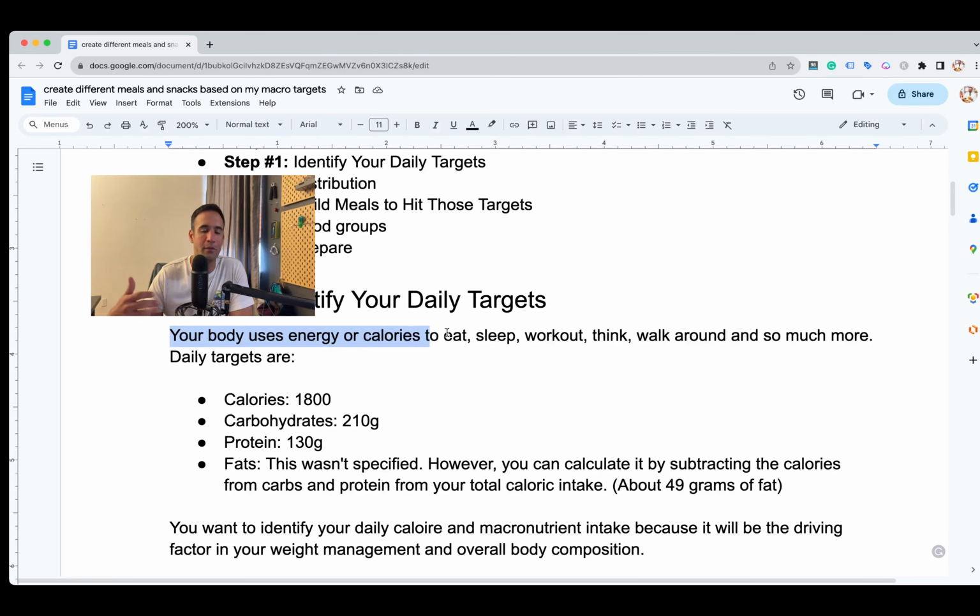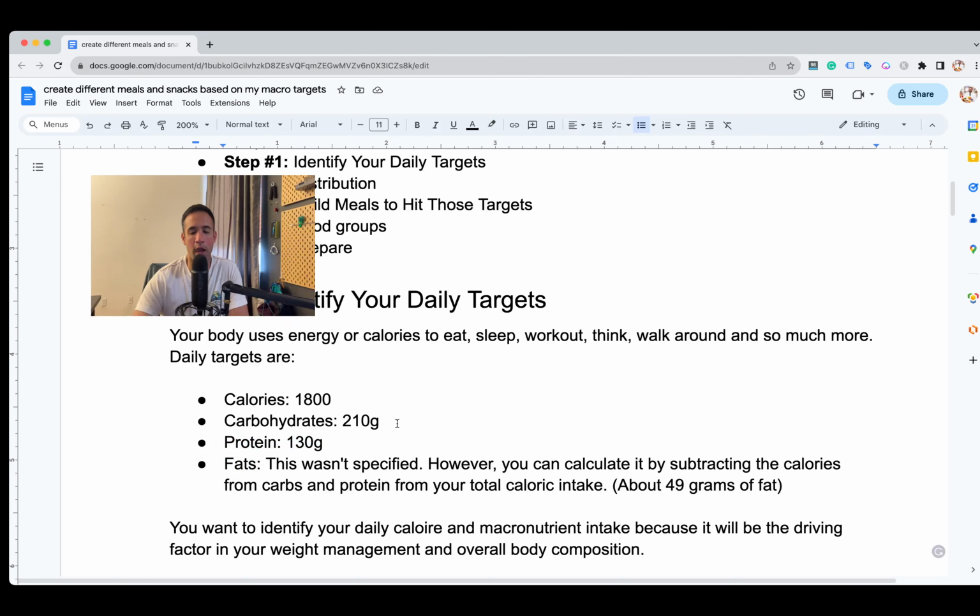So with that being said, this individual already had their calories mapped out. They had an idea of their macros, so identifying their daily targets was already there. The daily targets for this specific example are going to be 1,800 calories, 210 grams of carbohydrate, and 130 grams of protein.